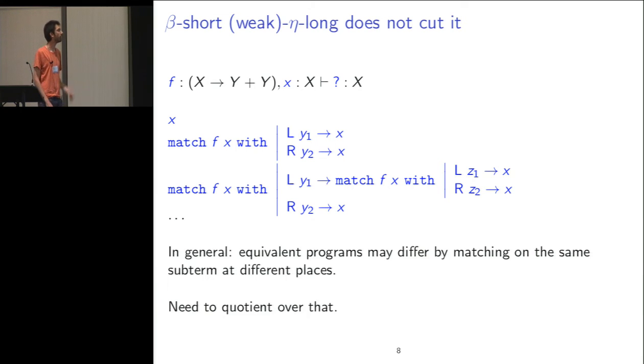The problem, in intuition, is that you can have equivalent programs that differ syntactically by splitting on terms of a sum type at different places or a different number of times. And we need to quotient over this source of difference. We need a type system that enforces a unique place to cut, to eliminate sums.